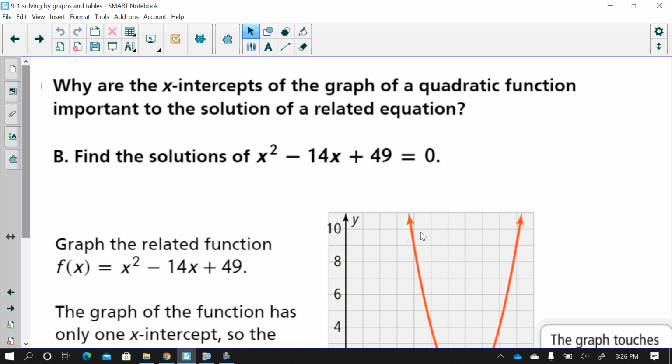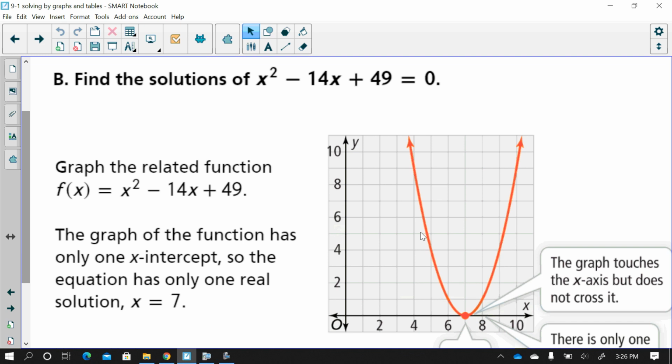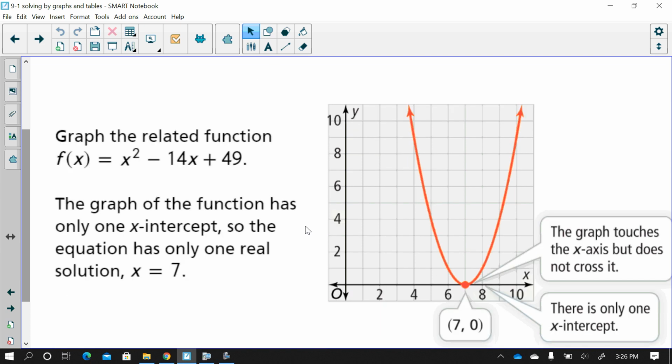Why are the x-intercepts again important? Well, let's take a look at this equation: y equals x squared minus 14x plus 49. So when I graph this, I get a quadratic that looks something like this. Notice we only cross the x-axis once. My vertex is right there on the x-axis. Therefore, this parabola only has one solution, one real solution, because that's where I cross.